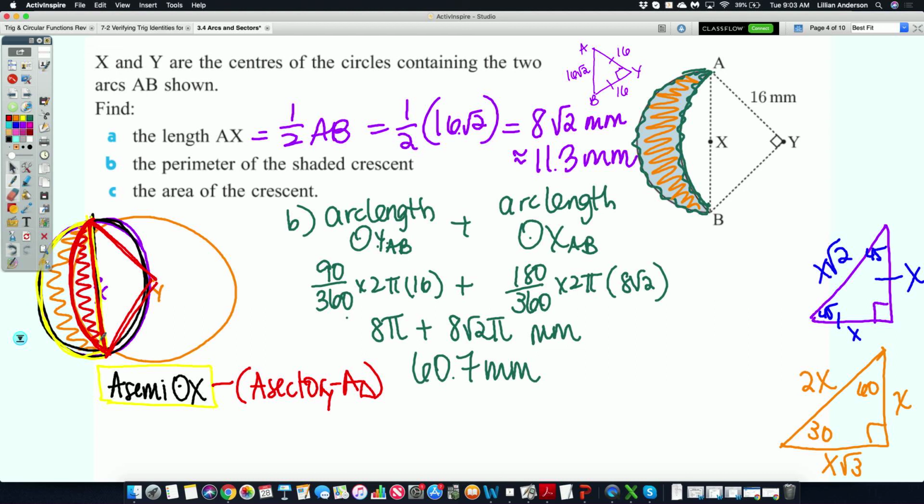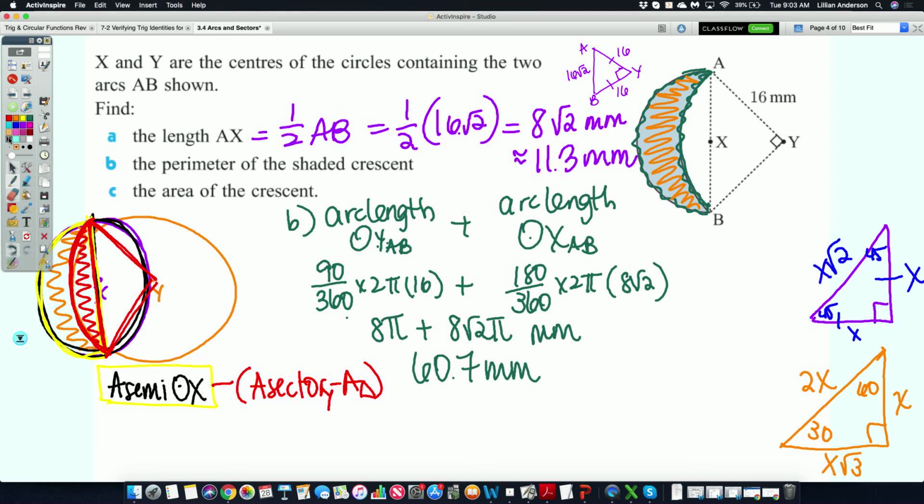So we can figure out what is basically that little piece, which is called a segment. This red piece here is called a segment. If we can figure out the area of that segment, then we can subtract that area from the area of half of the circle. And that is correct. Right?